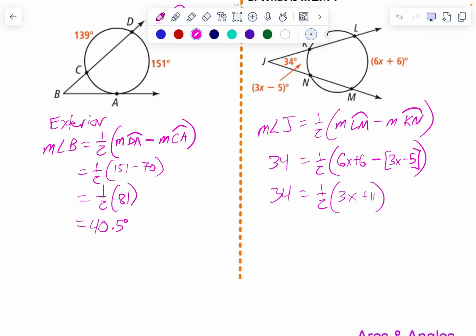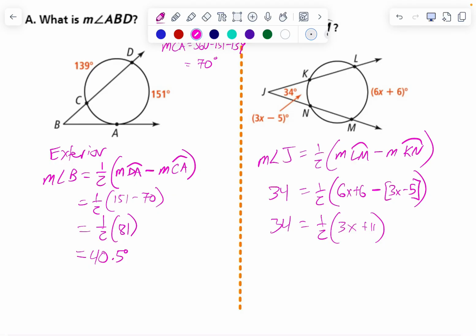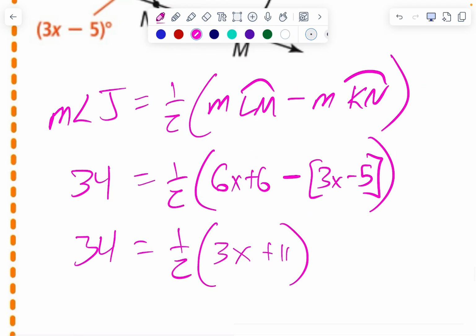Okay, so I did a little bit of the work. This is an exterior angle for my secants. So it's the measure of the far minus the measure of the near times a half. Remember to write both sides of your formula always. So this time we fill in that the measure of angle J is 34. And then we have our far and our near, this time in x form. Be careful when you subtract. So I put brackets around the 3x minus 5 because we have to subtract both of them, not just the 3x.